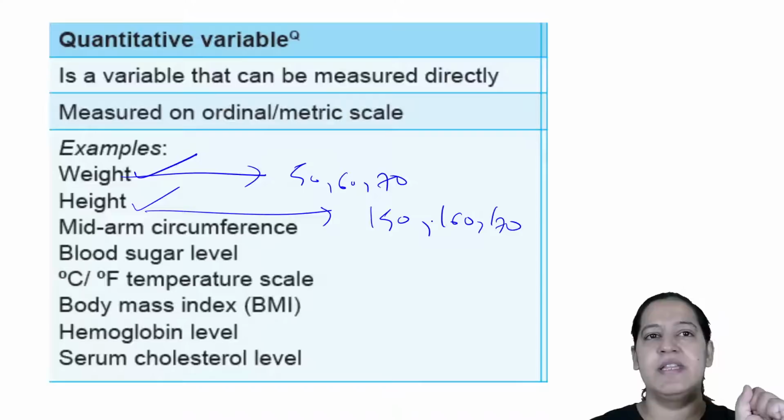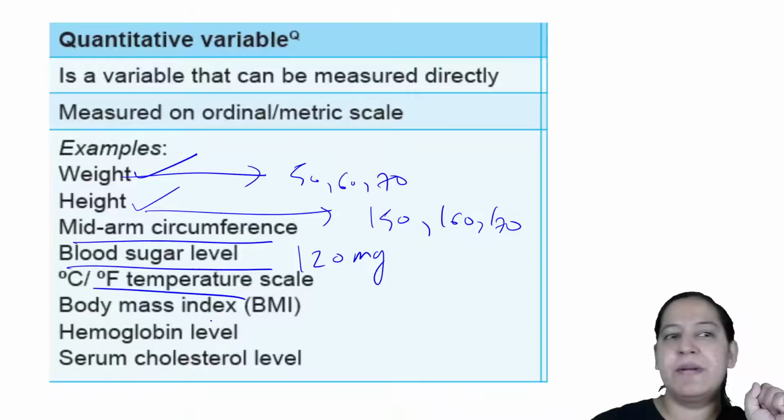What is the mid-arm circumference? What is the blood glucose level? Whether 120 milligram, whether 130, how much? What is the temperature today? What is the BMI? What is your hemoglobin?